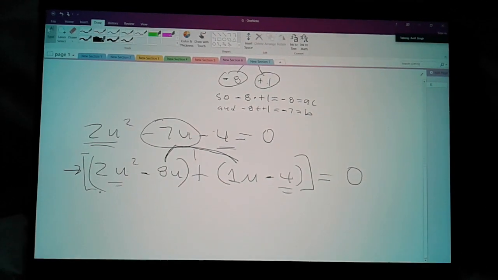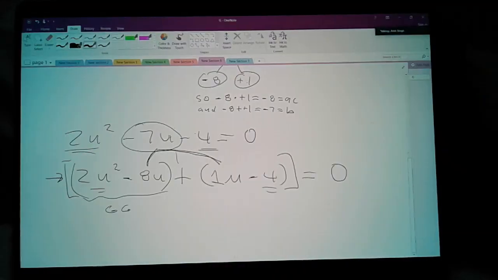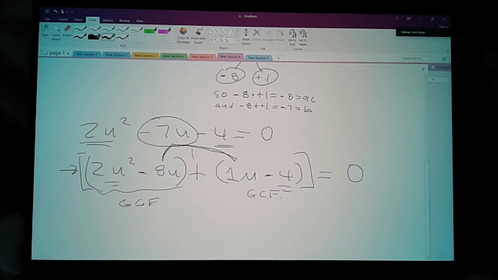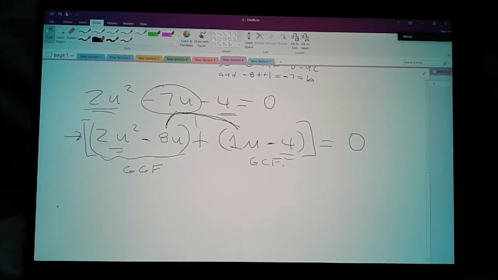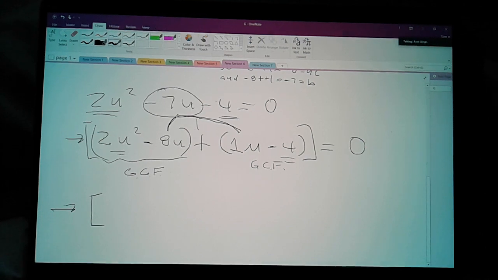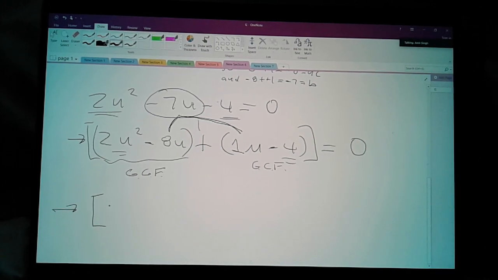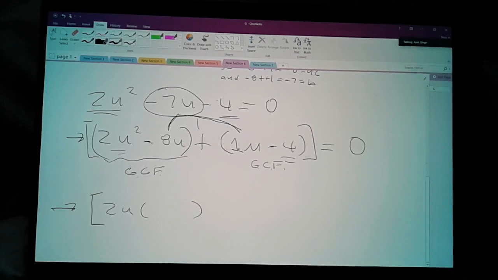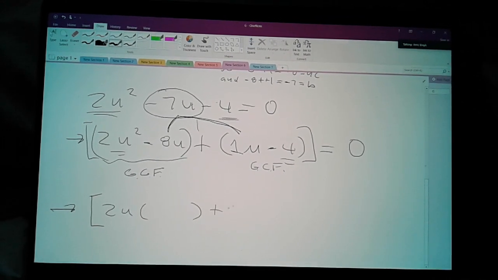Okay, so I have to figure out the GCF, which is the greatest common factor, of this one and the GCF of each group separately. So the GCF of 2u squared and negative 8u would be 2u. The GCF of 1u and negative 4 is 1.